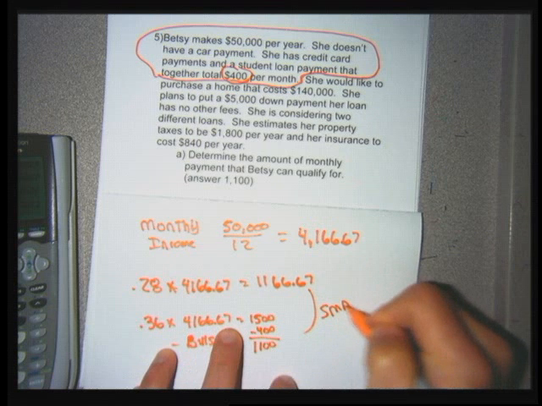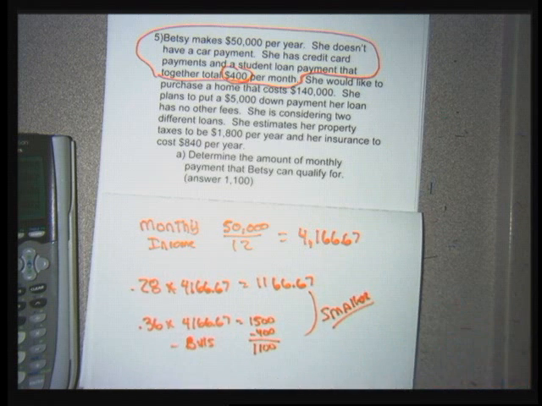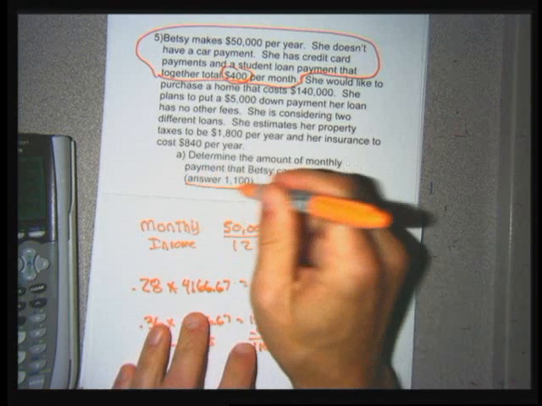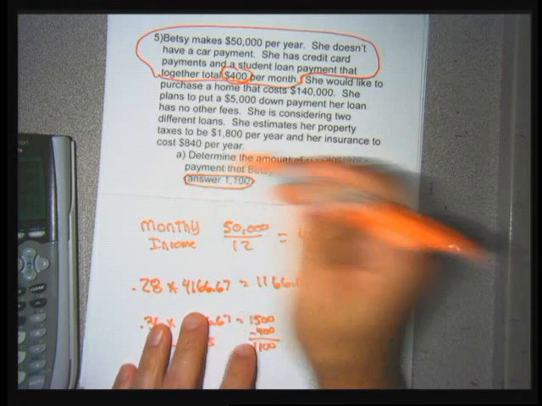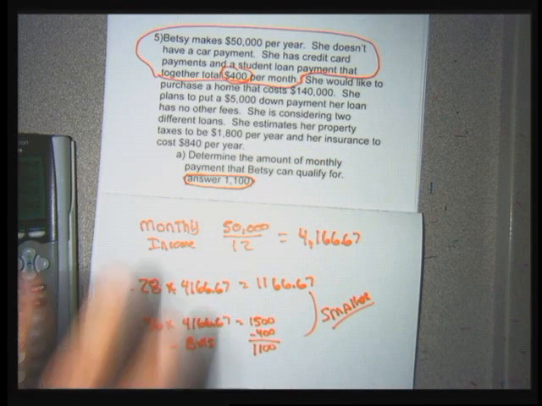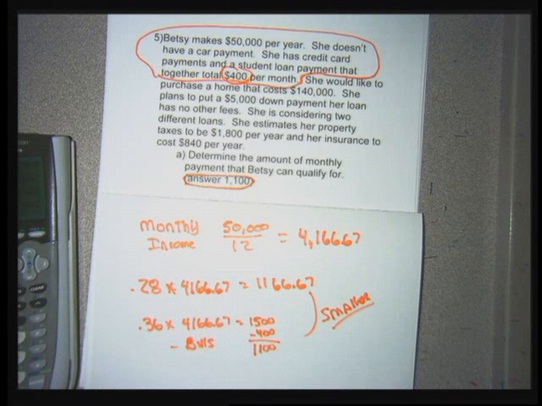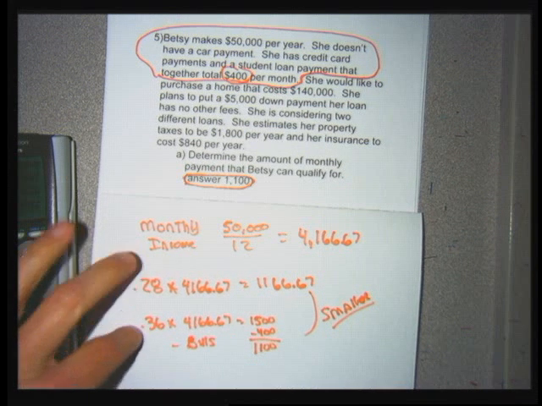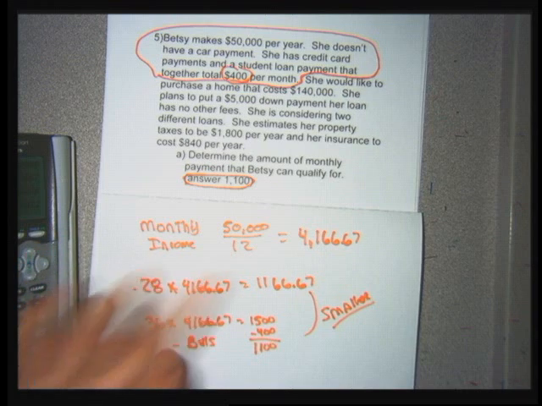And when I do my computation to figure out how much she can qualify in terms of a monthly payment, I do the 28% without deducting bills, the 36% deducting bills, and I take the smaller of the two amounts. The smaller of the two amounts is $1,100, and that's why the answer to 5A should be $1,100. So the computation is constant: get the monthly income, compare 28% of the monthly income to 36% of the monthly income less bills, and take the smaller of the amounts.